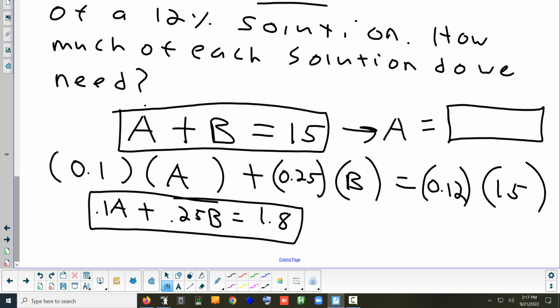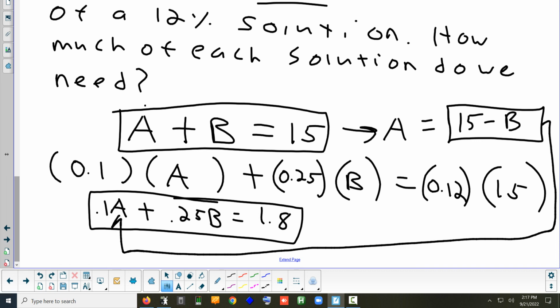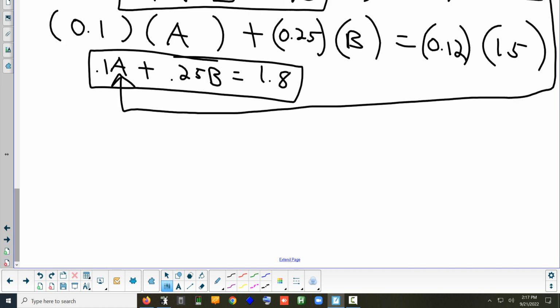You could write negative b plus 15. You could say 15 minus b. Exactly the same thing. So that's what you get if you get a by itself. Now, what do we do with that 15 minus b? Yeah. Plug it into a. Right there. And that will give us our answer.